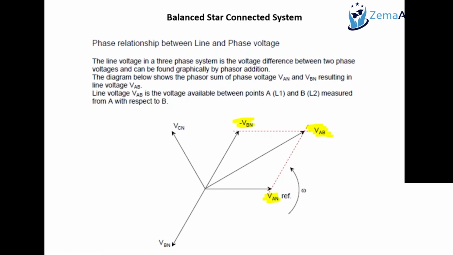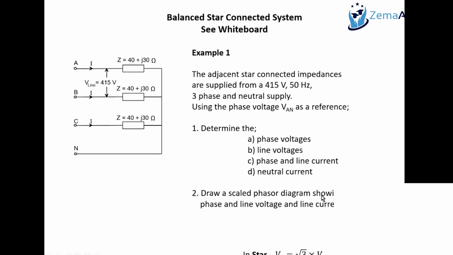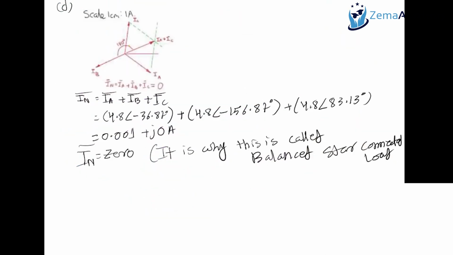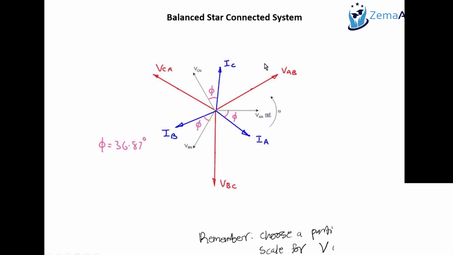So you have to be very careful when you read the question. When I say showing the phase and line voltages, you don't need to calculate. All you have to do is to choose a particular scale and you have the protractor, you follow the angles based on the equation. So here I have done this for you. Choose a particular scale for voltage and current. Simply draw the length of the lines for the line voltages and for the phase voltages and for the phase currents.